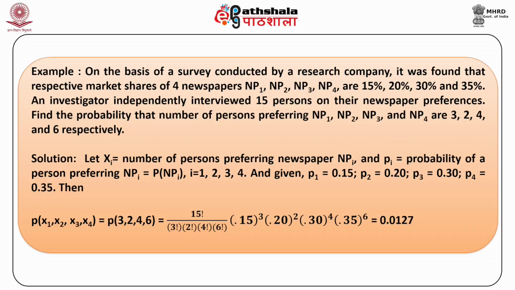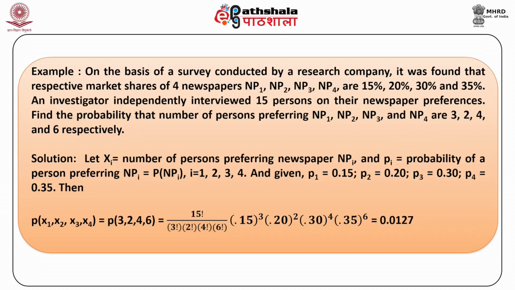Say on the basis of the survey, which we have earlier said is conducted by a research company, it was found that the respective market shares of 4 newspapers, NP1, NP2 up to NP4, are 15%, 20%, 30% and 35%.